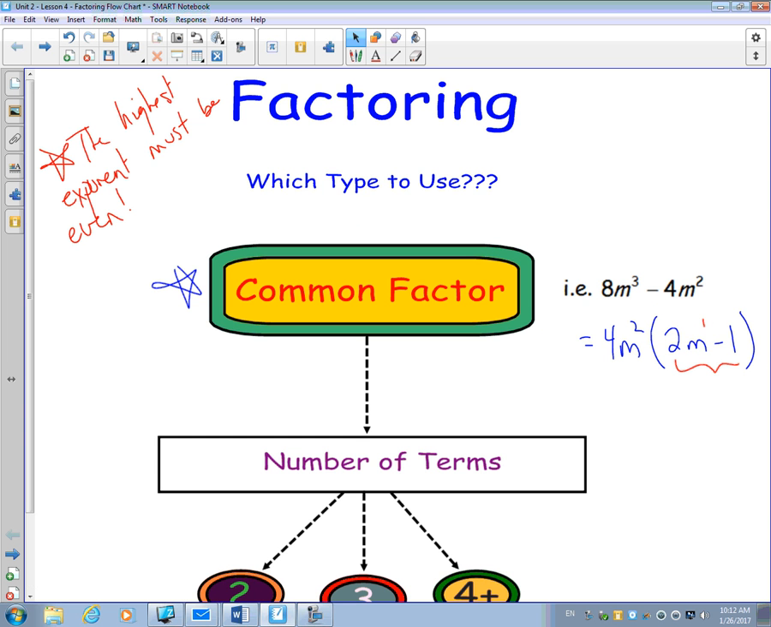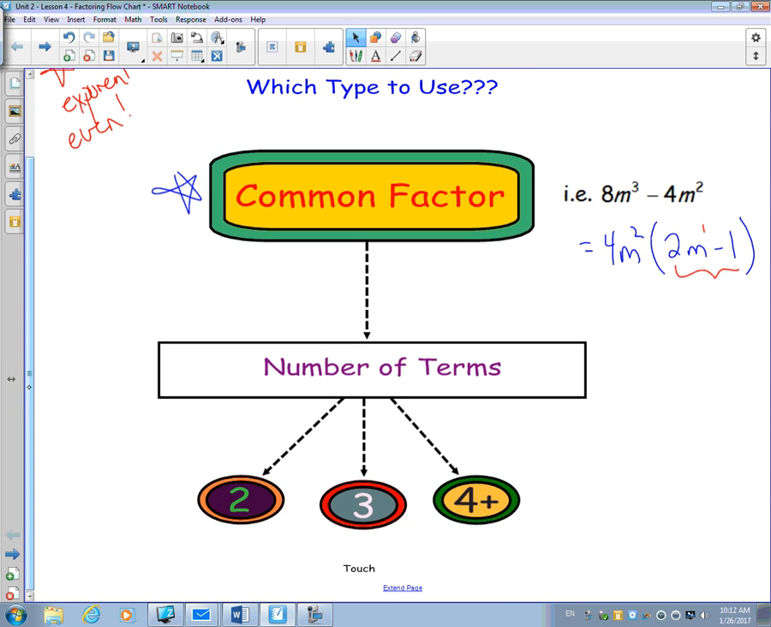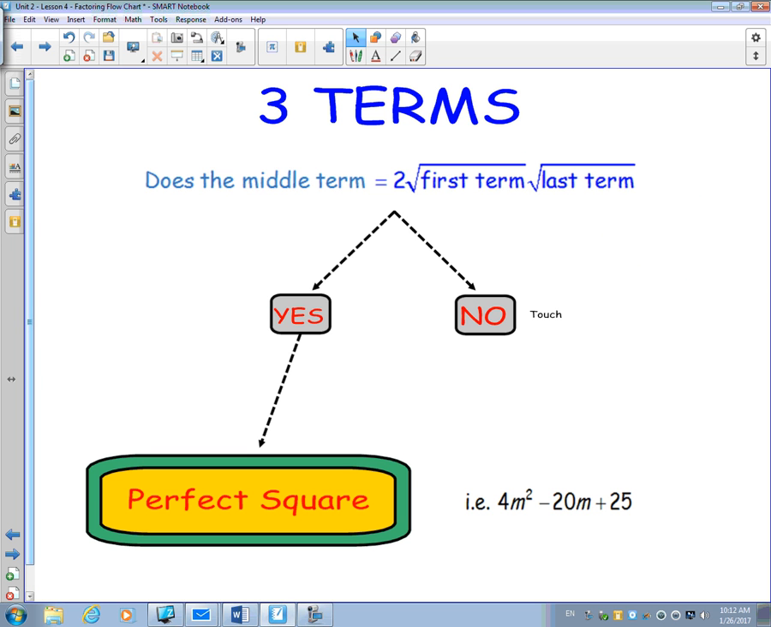Okay, back to our chart. So, what can we do next? We could have 3 terms. The question you want to ask yourself here is, do I possibly have a perfect square? Because if so, there's a shortcut. I always said you don't have to know the shortcut. It's just helpful. But it saves some time rather than having to do complex or simple trinomials. So the question is, if I square root the first term and the last term, and I double it, does it equal the middle term? If so, it's a perfect square.